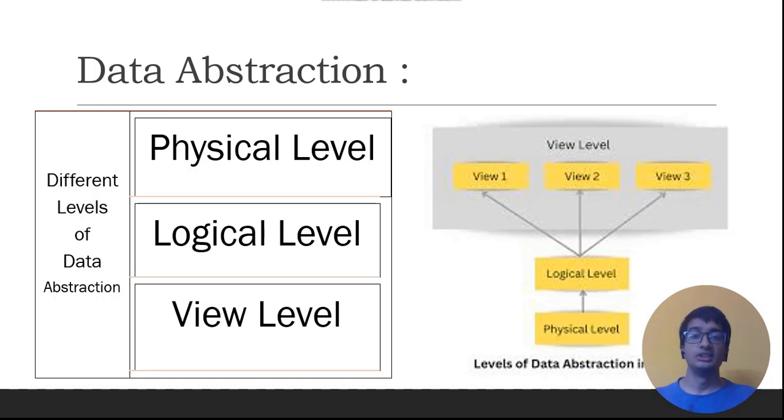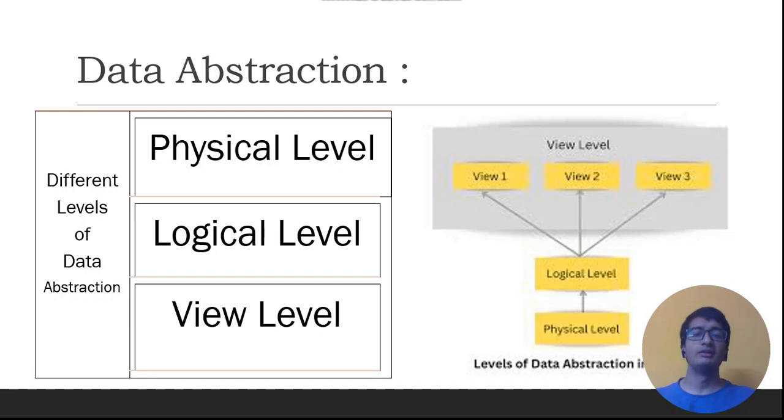The second level is the logical level. It is the middle level of abstraction that describes what data is stored in the database and the relationships among those data. It hides the complexity of physical storage and focuses on the data model. Its characteristics are it describes the logical structure of the database, including tables, attributes, data types, relationships, constraints, as well as the keys. It is managed by database designers and developers to define the schema and business rules. It provides a unified view of the data without regard to how it is physically stored.